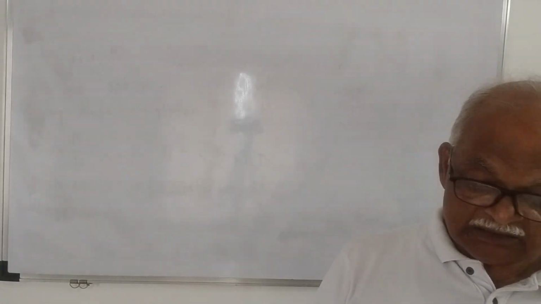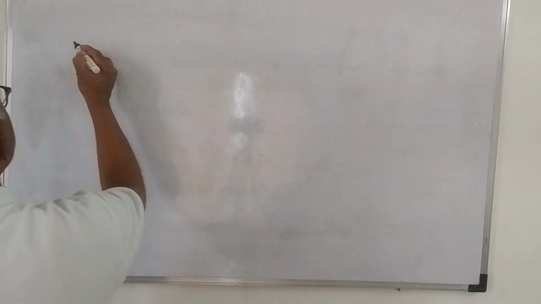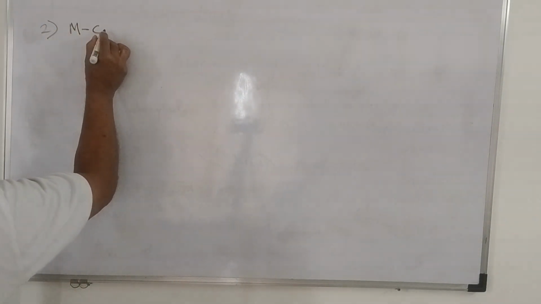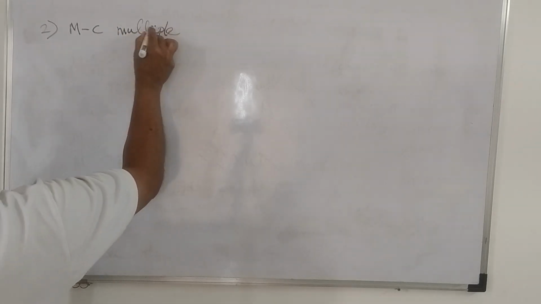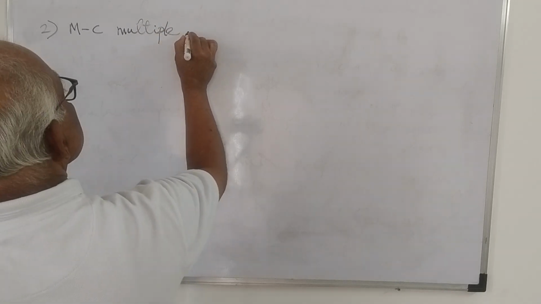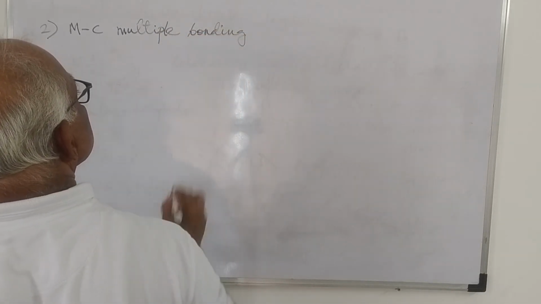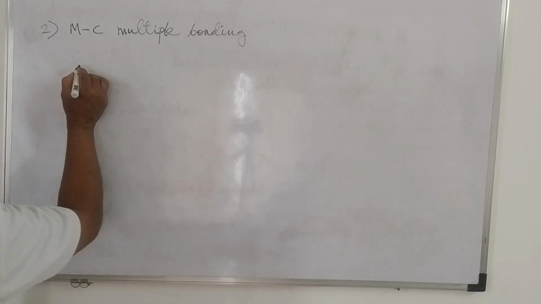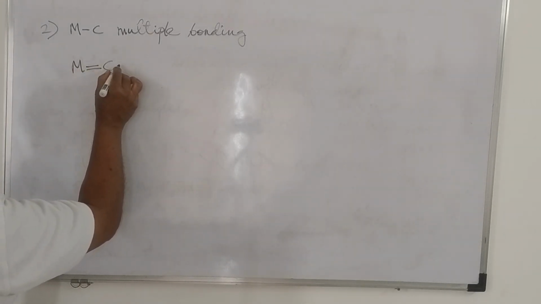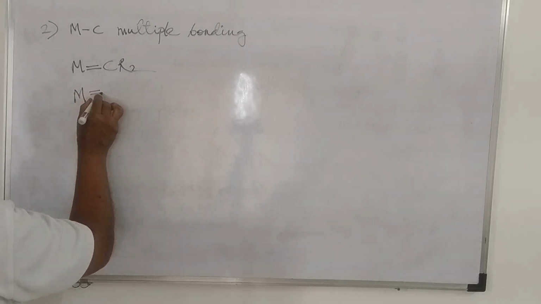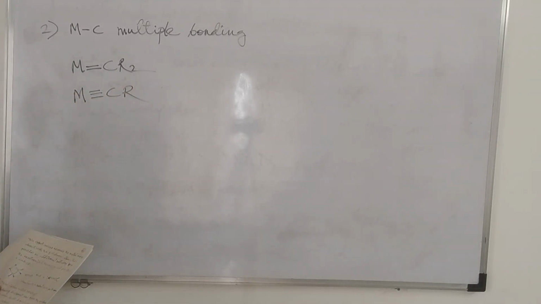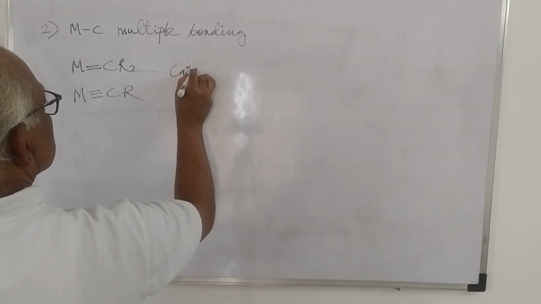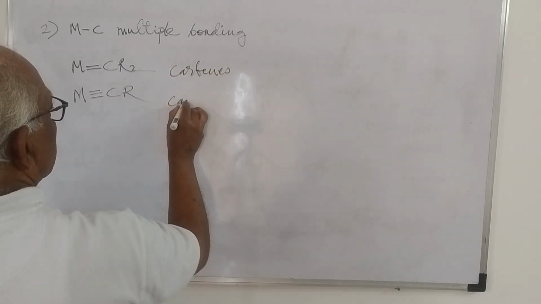Now we will see the effect of double bonding and triple bonding, that is, metal carbon multiple bonding. You can show that this is metal carbon double bond like this, or metal carbon triple bond like this. So these compounds with metal carbon double bonds are called carbenes, and those with triple bonds are called carbynes.